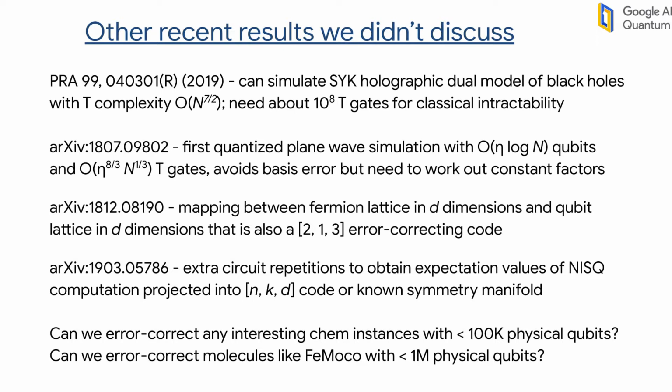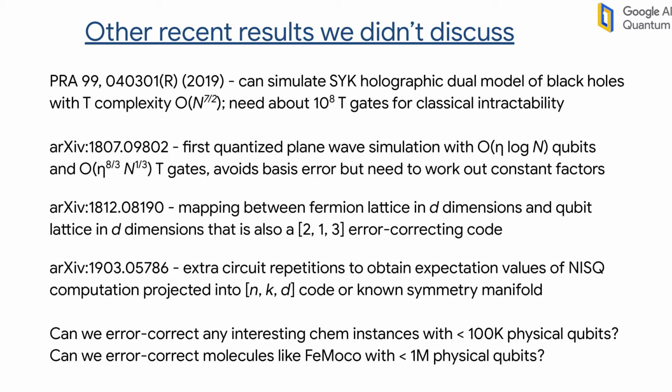And we're able to show an algorithm with eta to the 8/3 and n to the 1/3 T gates. So this means you could potentially use a very, very large number of plane waves and still have a practical simulation. You could use 1 million plane waves, for instance. And with 1 million plane waves, you're going to have some very accurate simulations, even of single molecules. But this technique is described asymptotically. It needs a lot of work to come up with the constant factors, and we're doing that, but it's kind of tedious.